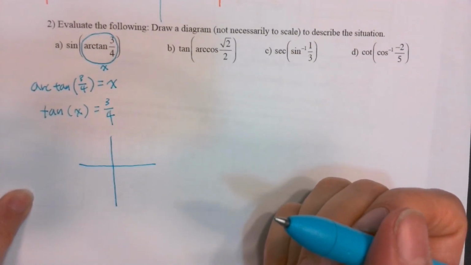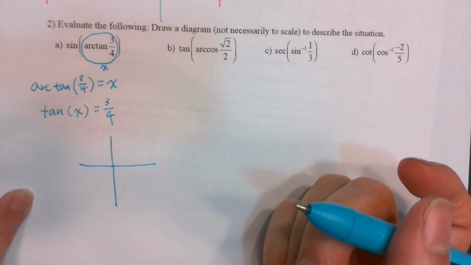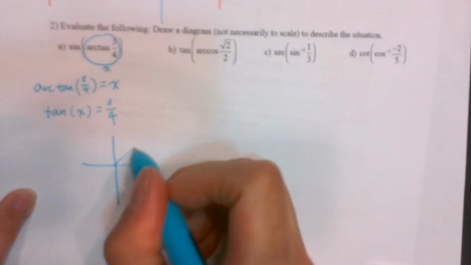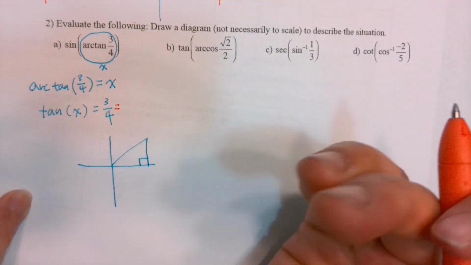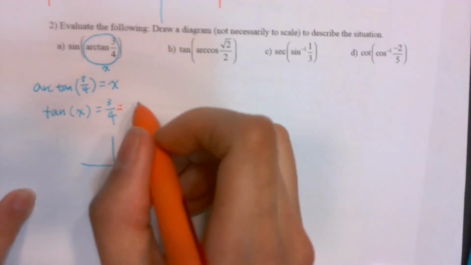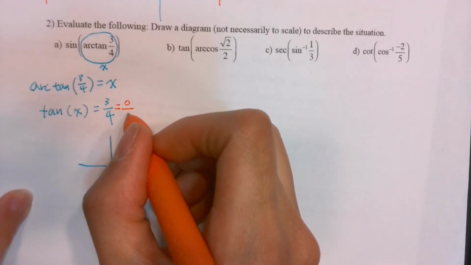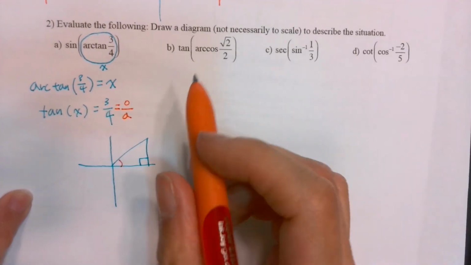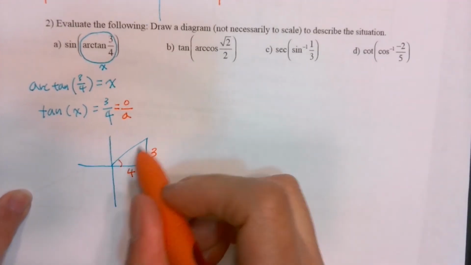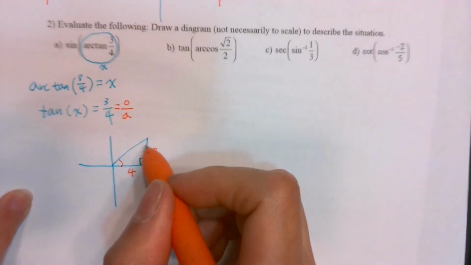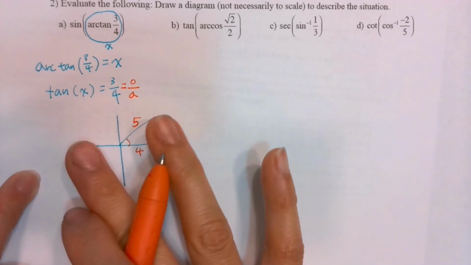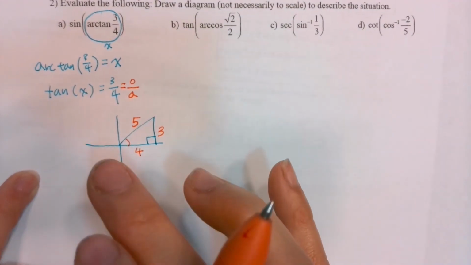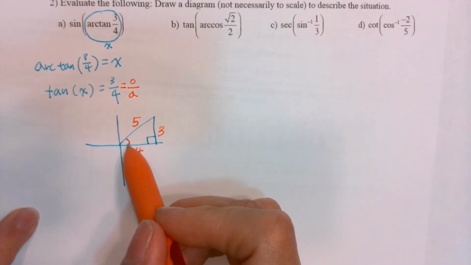Since tangent is positive, I'll draw my right triangle in the first quadrant. Tangent is 3/4. We have to remember SOHCAHTOA. This is a right triangle. Tangent is opposite over adjacent, so opposite side 3, adjacent side 4. How do you find the hypotenuse? That's going to be 5. You don't even need to do the math because that was one of the common triangles we learned. Good so far? Yeah, so that's the angle x.